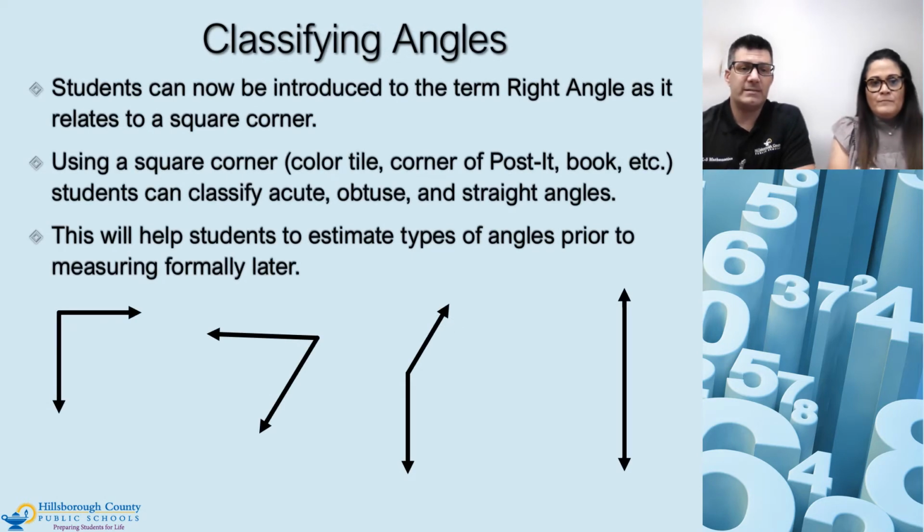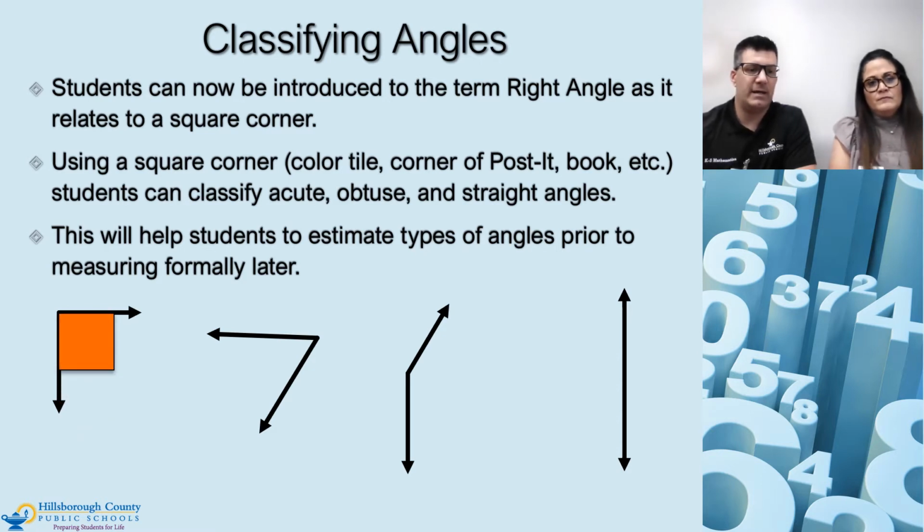We can return now to the idea of classifying angles. So if students worked a lot with that square corner, we can now define that as a right angle. Using a square corner, it could be a color tile, a Post-it note, a book, a piece of paper, anything that they know has a right angle. We can now identify acute, obtuse, and straight angles.